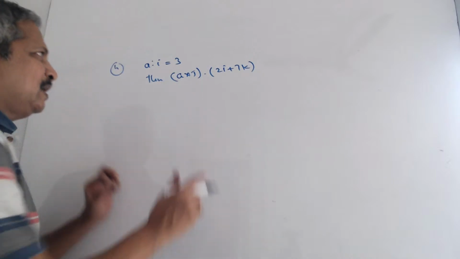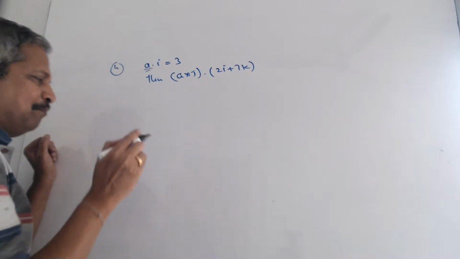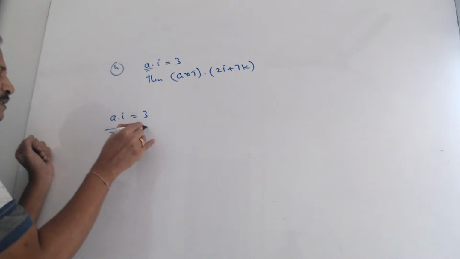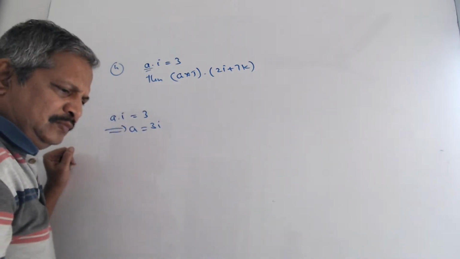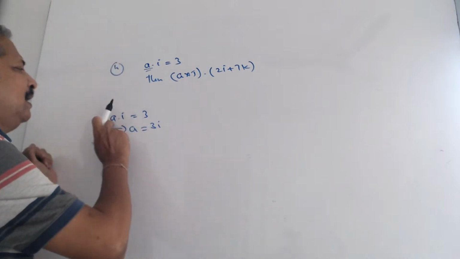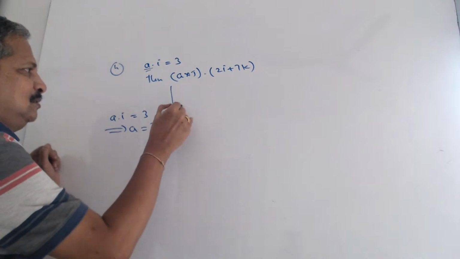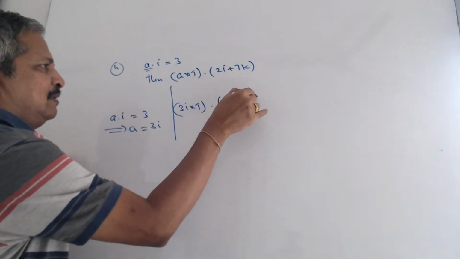Now, we can assume theoretically that A equals Xi, Yj, Zk. But here, by observing itself, A is 3I, because I know 3I dot I is 3. Simple, because we are doing objective. 3I dot I is 3. So, A is 3I from this. Now substitute it: 3I dot 2I plus 7K.